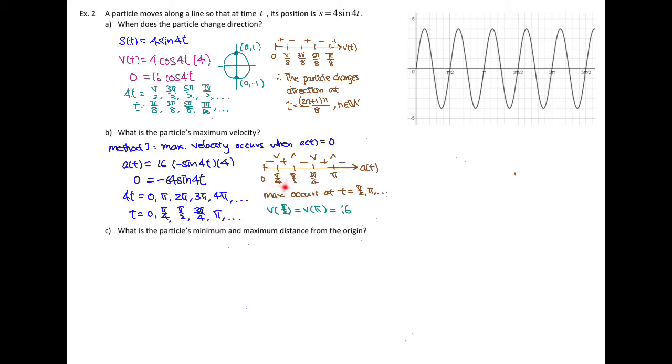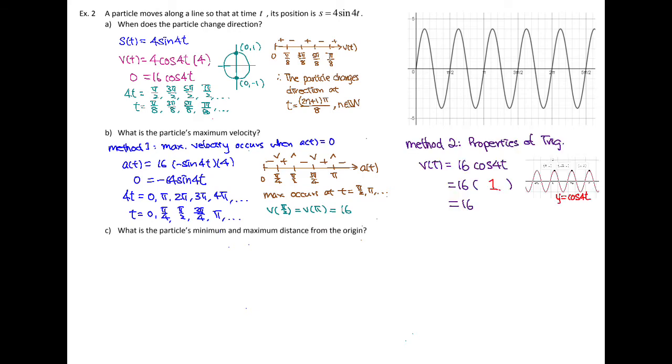Then we put the critical points on a number line to check the positive and negative signs. You will see the maximum will happen at pi over 2, pi, 3 pi over 2, and so on. And we check the velocity value at that time. It doesn't really matter which local maximum you pick, you're going to get 16.